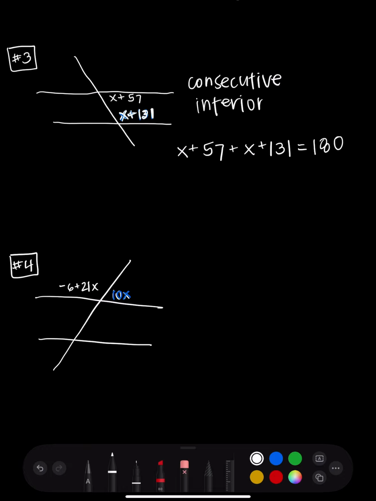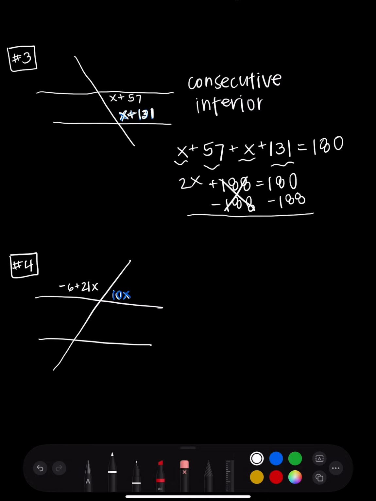Now we're going to simplify by combining like terms. We have x and x, which gives us 2x. And then 57 and 131. I'm going to plug that into my calculator and get 188, equals 180. And now we just solve for x. So I'd subtract 180 from each side. Or sorry, 188 from each side. The 188 cancels out on the left side. I'm left with 2x is equal to negative 8, because 180 minus 188 is negative 8. Then we're going to divide each side by 2, and we end up with x has to be equal to negative 4. And that would be my answer.